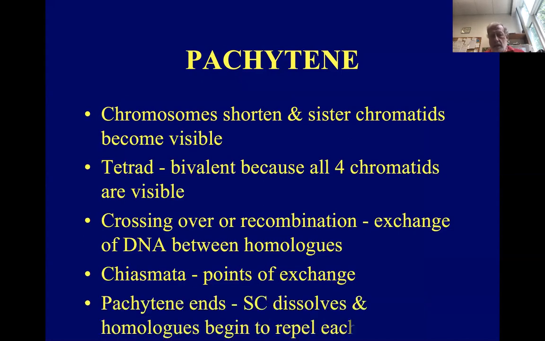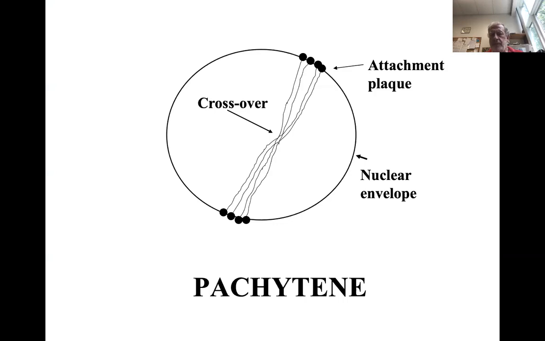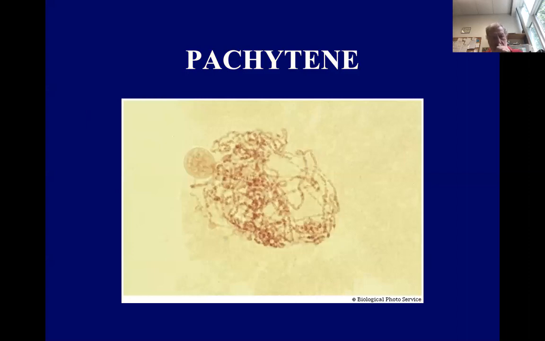And when the synaptonemal complex dissolves and the homologs begin to repel one another, that's the end of pachytene. Here we can see 4 sister chromatids and 1 chiasma. There's a real cell nucleus showing it.